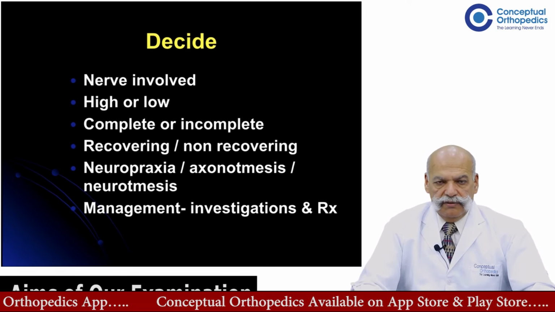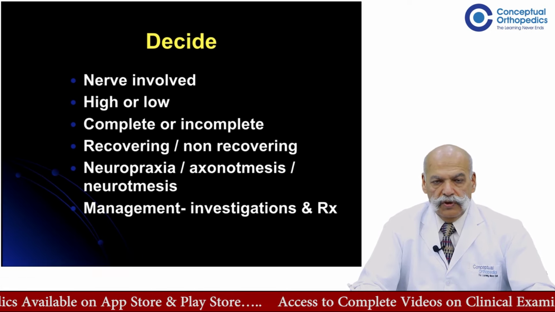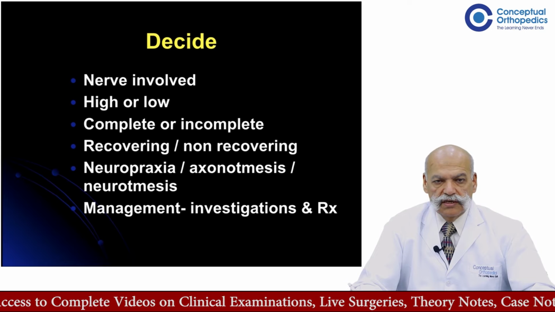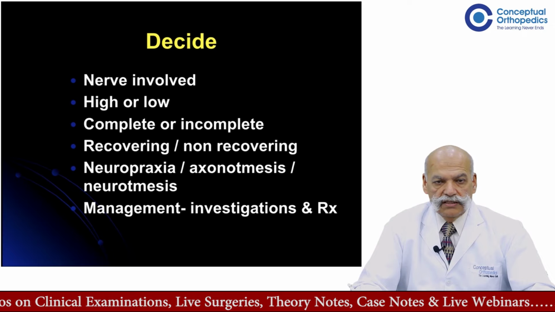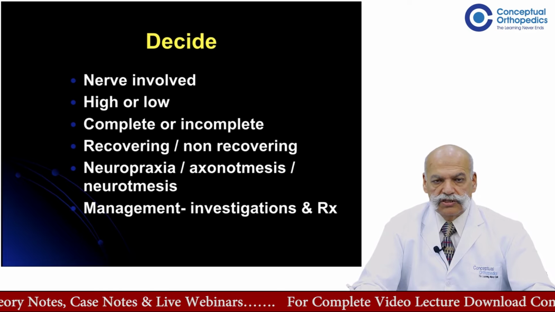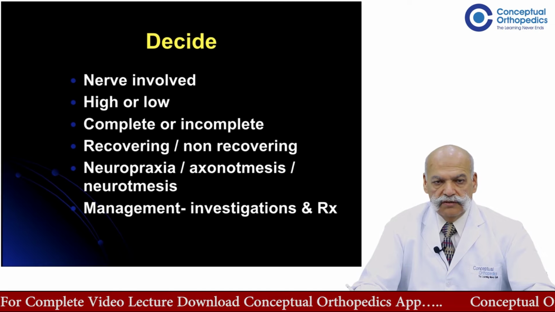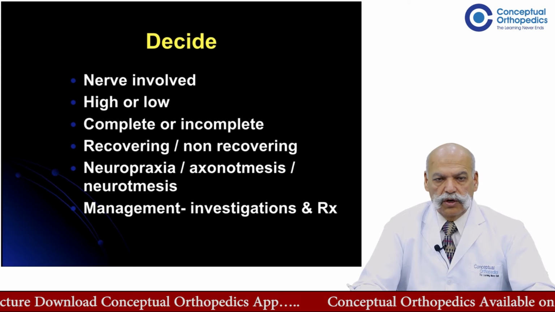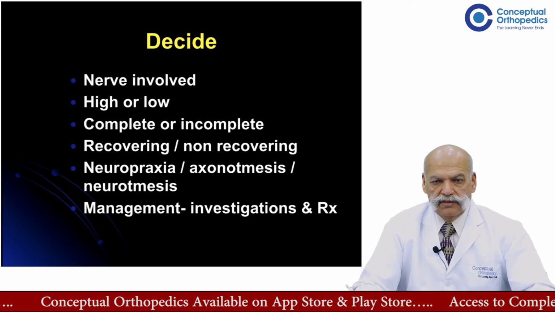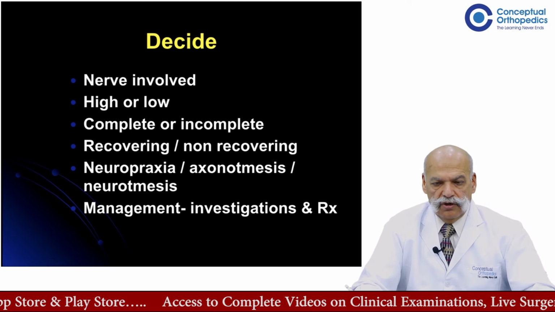At the end of the examination, what a candidate should be able to do is decide which nerve is involved, whether it is a high or a low nerve injury, whether it is a complete or an incomplete lesion, is it a recovering lesion or a non-recovering lesion? Under the Seddon's classification, where does this lesion fit in? Is it a neuropraxia, axonotmesis, or neurotmesis? And lastly, he should be able to tell us what is the management in this particular patient. Thereby, he should be able to advise relevant investigations and chalk out a treatment protocol, whether conservative or surgical.